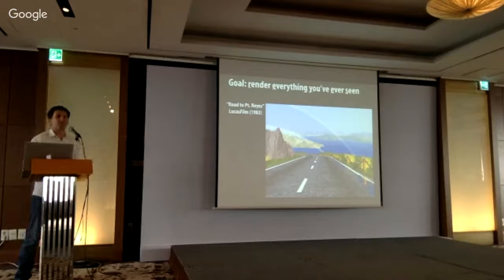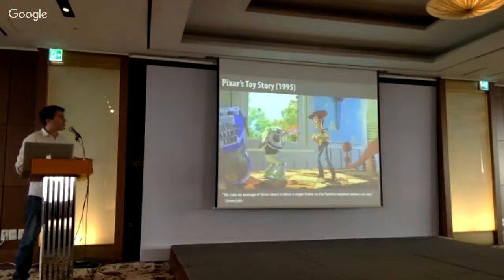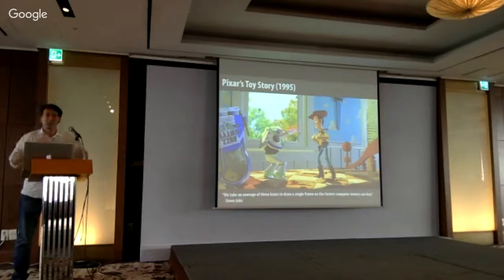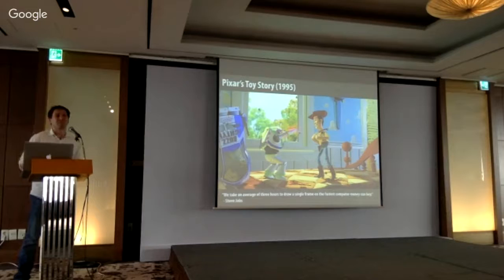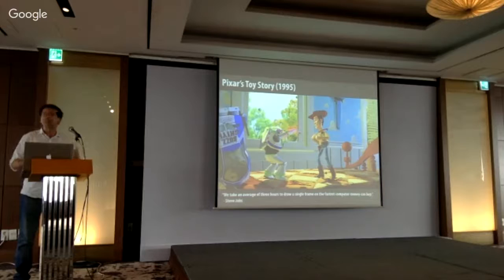And that attitude of, if I could just do a little bit more, I could take the next inflection point or the next big step. They took a few more steps, and not too long after that, it's the exact same folks with very similar algorithms that scaled up to create Toy Story in '95. And at that point, the next big thing was a movie, or you could say, making digital characters come to life. And Steve was quoted at the time, saying we take an average of 3 hours to draw a single frame on the fastest computer money can buy. They had 117 SPARC 20s. It probably wasn't the fastest computer. But this attitude of do as much as you can has been very, very ingrained in this field's mentality.